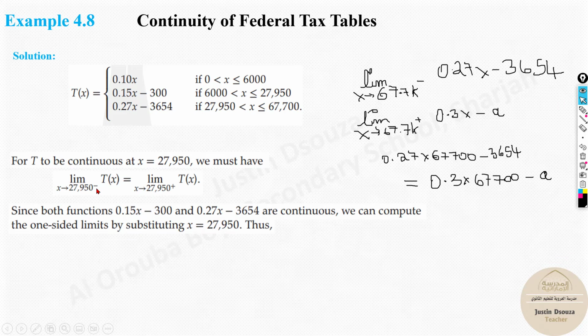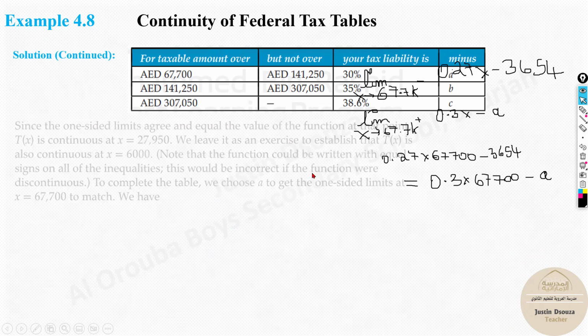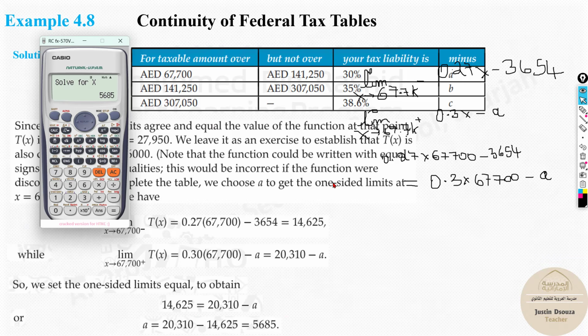See, this was the limit once both the one-sided limits were equal, and yes, we got the same answer. So both were continuous, and to find the a value we just equate the entire things and solve it, and yes, we got the same answer, 5685. If the textbook method is confusing, you can just follow whatever I did just now. The concept is the same, it's just that they've written a lot of things. That's the answer.